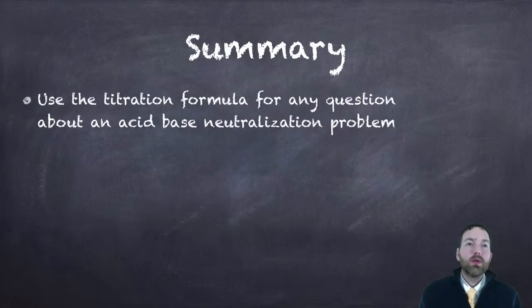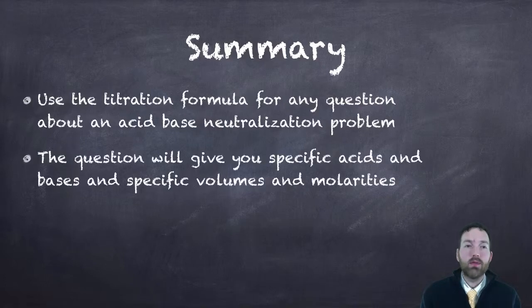Okay, so use the titration formula for any question about an acid-base neutralization problem, or if they use the word titration, you know that it's time to go to Table T and look up your titration formula. The question will always give you specific acids and bases and specific volumes and molarities. They will usually give you 3 out of the 4, and you just need to solve for the unknown. I've seen some harder problems that we'll practice in class that give you charts and tables that you need to find these values off of.